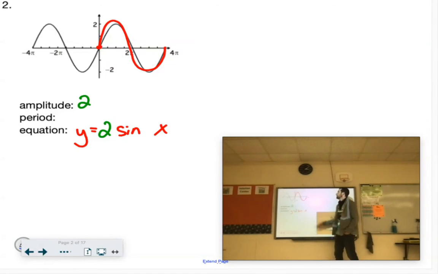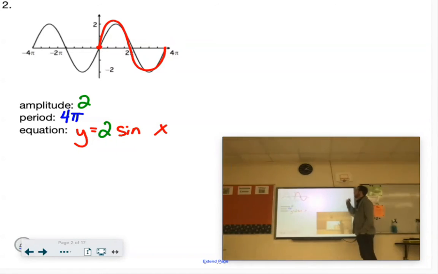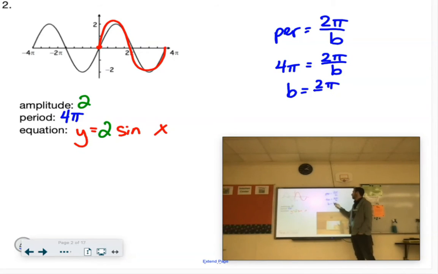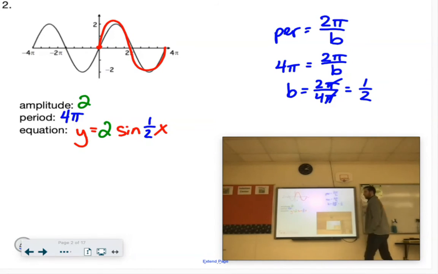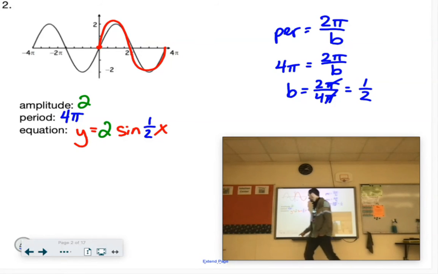Now this one, if you look, starts repeating at 4 pi. The period is 4 pi. So if we are calculating, remember, period equals 2 pi over b. So our period is 4 pi. So 4 pi equals 2 pi over b. If you just flip-flop the b and the 4 pi, 2 pi over 4 pi. Pi's cancel, and then 2 over 4 reduces to 1/2. So that is our b. 2 sine 1/2 x. So figuring out the a is pretty easy. You just count the amplitude, how far above and below it goes from the center. And then the b is a little bit tougher to calculate.